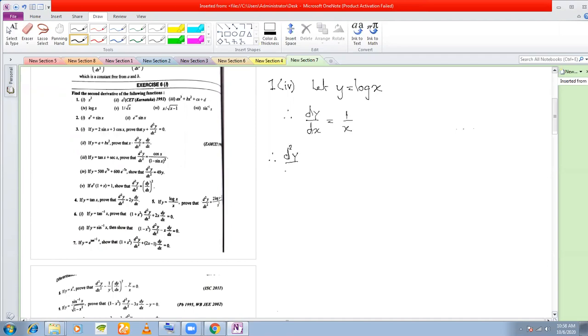Okay. So d2y dx2 is ddx of dy dx, which is ddx of 1 by x. And if you remember, I had asked you to remember ddx of 1 by x. Minus 1 by x square. So I can write minus 1 by x square. This is your second order derivative.